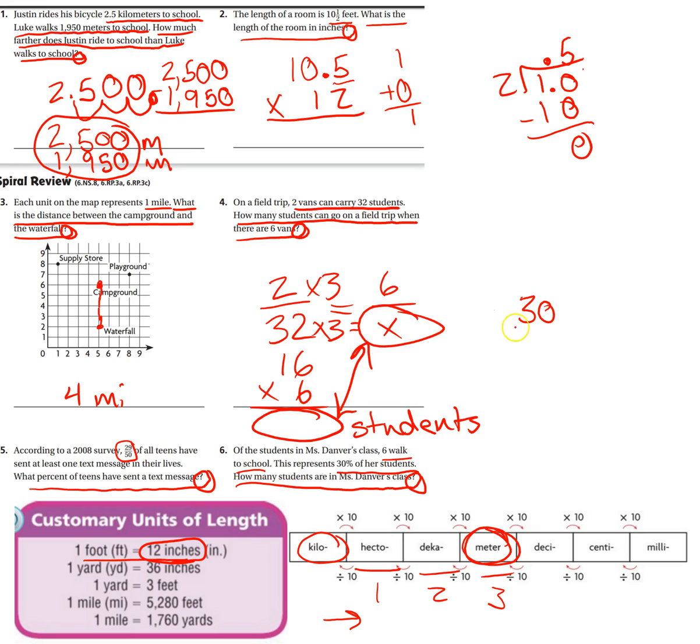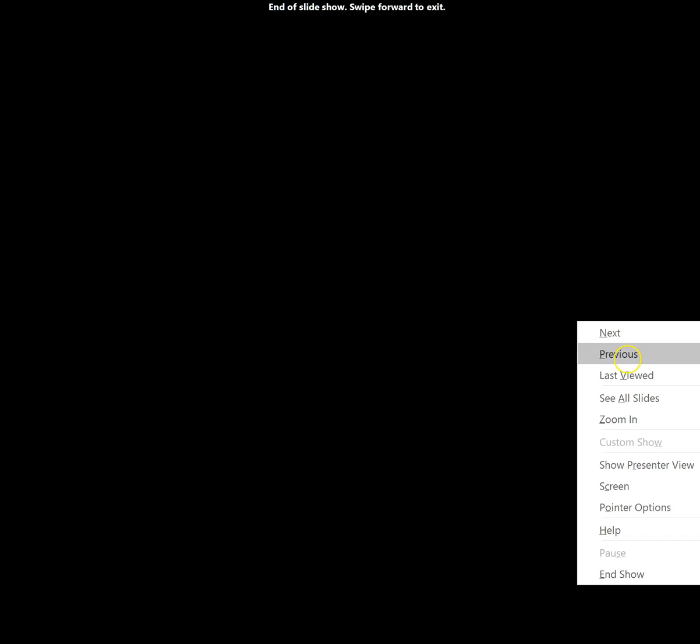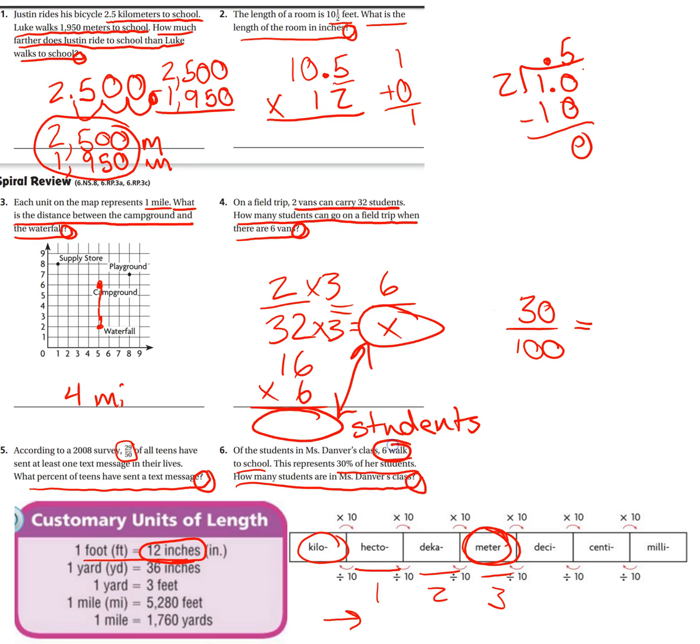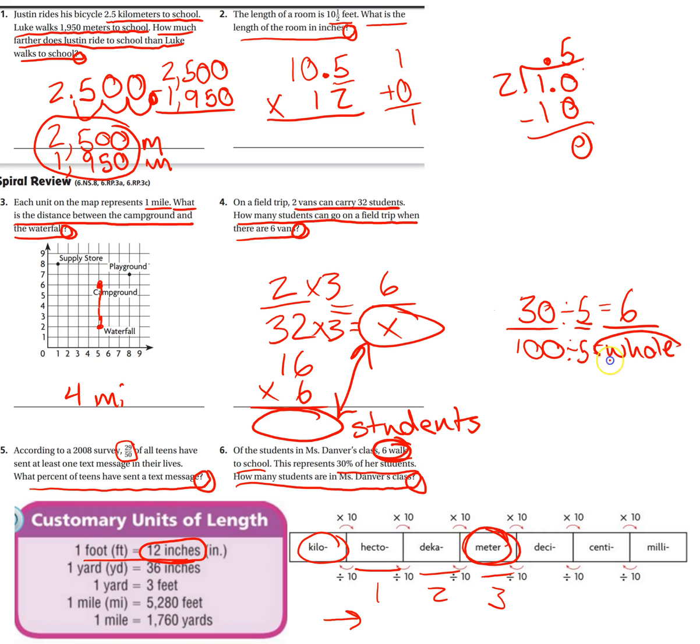So 30% is 30 per 100, and the 6 students that walk are the part, and remember, a fraction is always a part over a whole. So in this problem, they've given me the part, 6. So I need to check, what can I divide 30 by to get 6? Well, I can divide it by 5, so I divide the denominator by 5, and that will tell me the whole, or the total number of students in the class. So I'll let you go ahead and do that math.